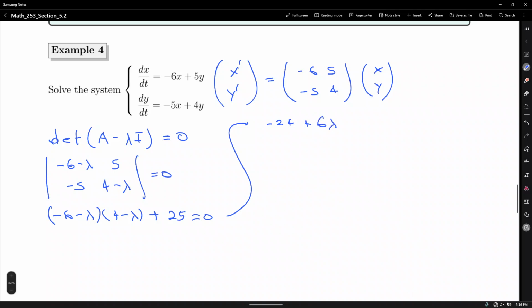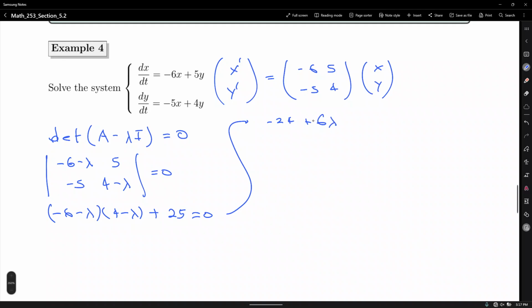All right, wait, that's plus 6 lambda. And then negative 6 times 4, no, I already did that, minus 4 lambda, and plus lambda squared plus 25 equals 0. Simplifying our terms, what do we get? 25 minus, okay, let me do the square one. Lambda squared plus 2 lambda, and then plus 1 equals 0. Factors of 1 that add up to 2 are 1 and 1.